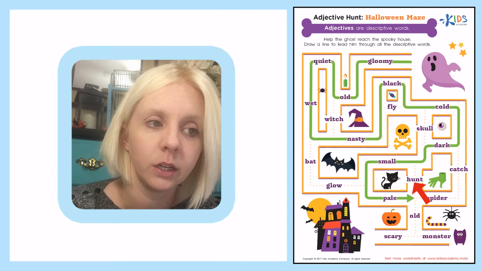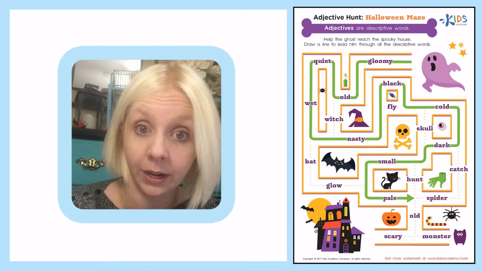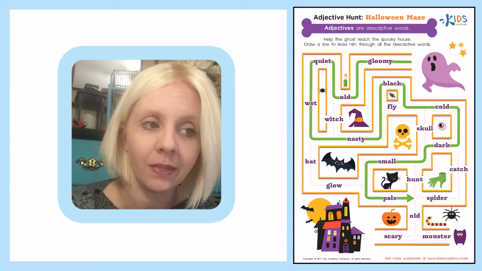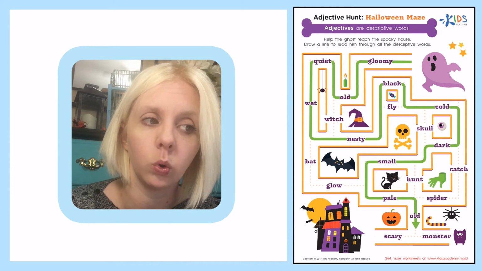And now we've got three choices. We've got hunt, spider, or old. Well, hunt, we already said was an action when we ran into that before, so that won't work. A spider is a thing or an animal, right? So that won't work. And then old, ooh, the old spooky mansion. That works. That describes something. So we're going to go to old.